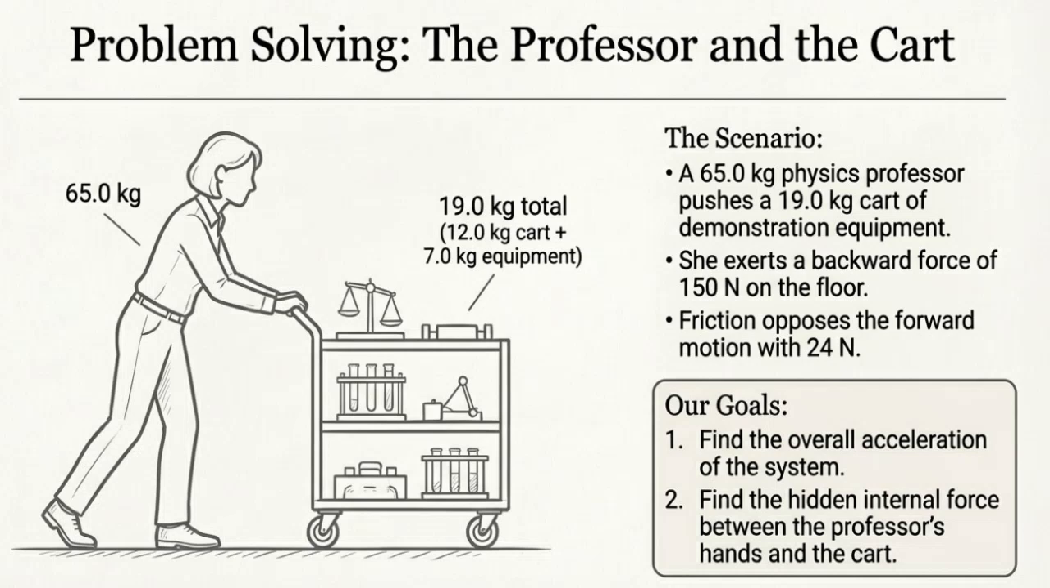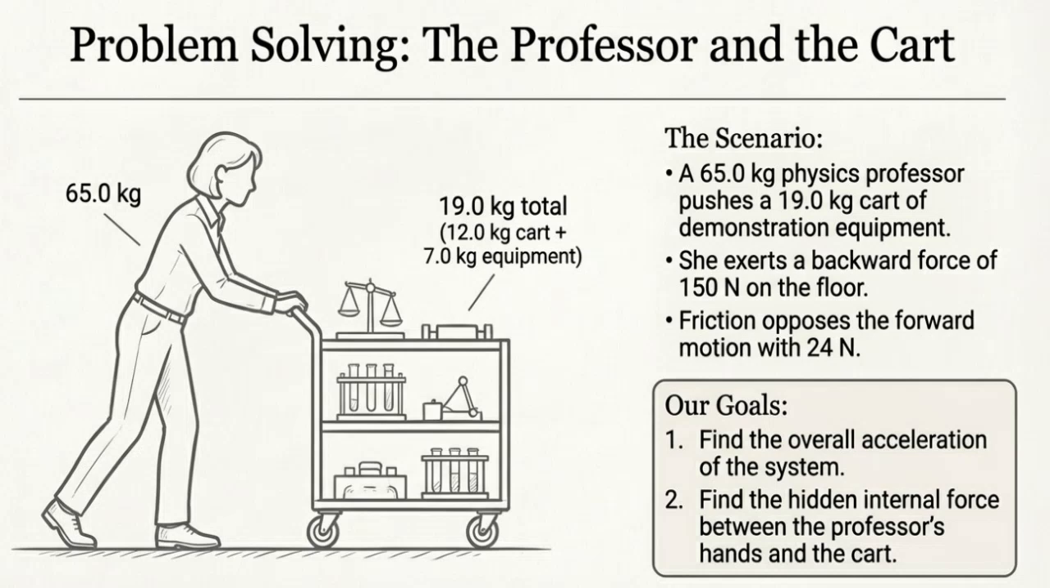Let's now look at a problem involving forces and motion. A physics professor, weighing 65 kilograms, pushes a cart that carries 19 kilograms of demonstration equipment, including 12 kilograms for the cart itself and 7 kilograms for the equipment. She applies a backward force of 150 newtons against the floor, but there is also friction of 24 newtons working against the cart's forward motion.